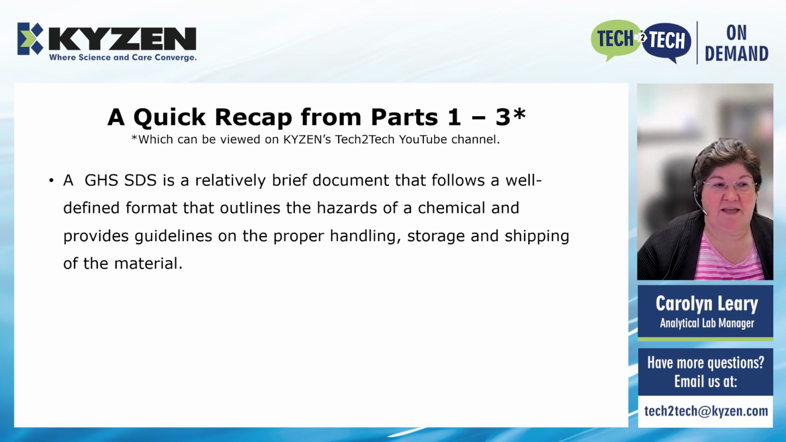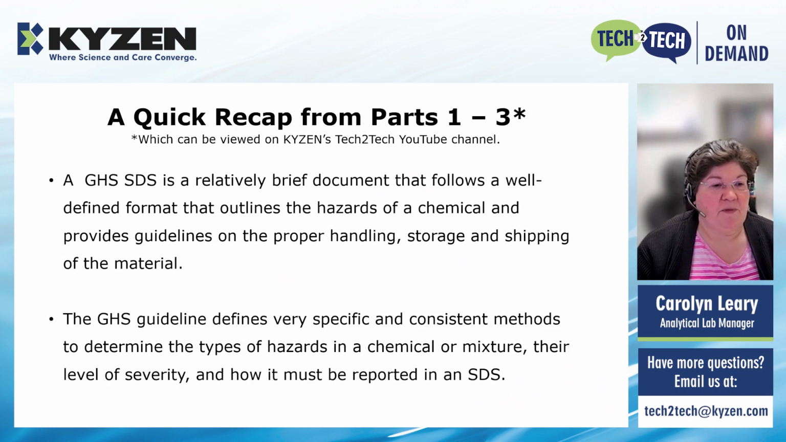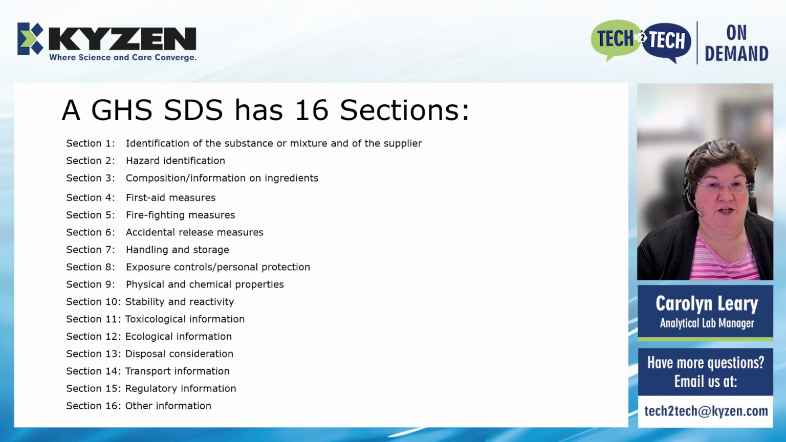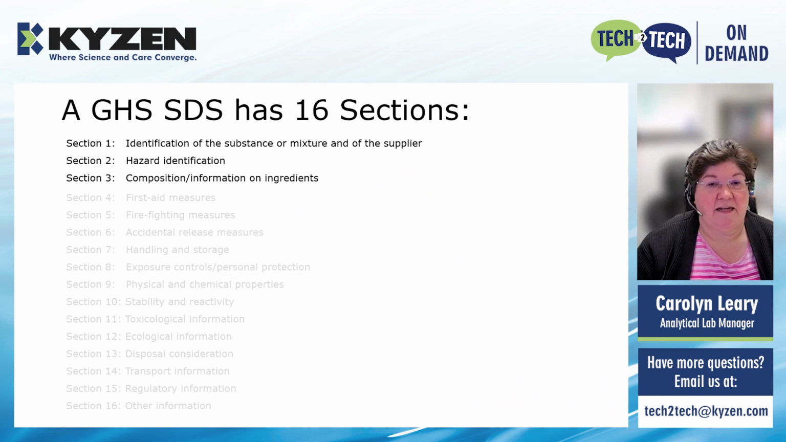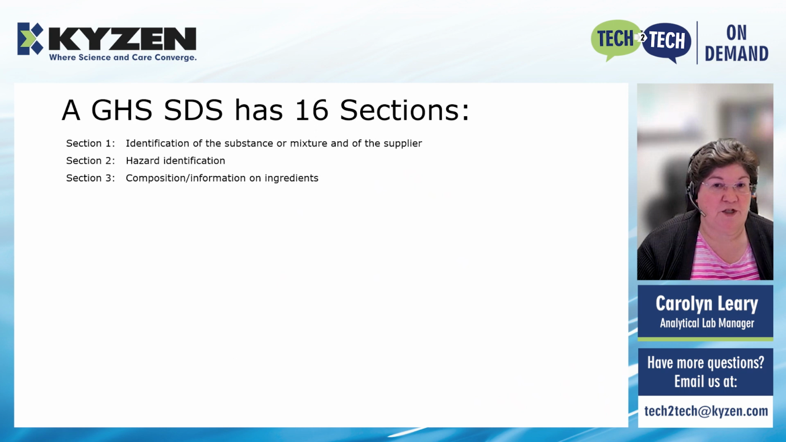As we said before, the GHS SDS is a relatively brief document that follows a well-defined format outlining the hazards of a chemical and provides guidelines on the proper handling, storage, and shipping of that material. The GHS guidelines define a very specific way to classify a material and how to report the hazards and the severity of those in a safety data sheet and on the label. The GHS SDS has 16 sections, and last time we looked at sections 1, 2, and 3.